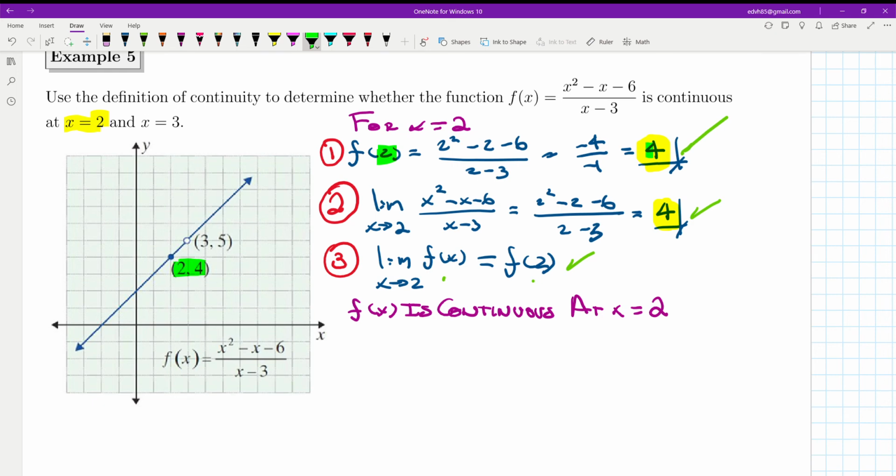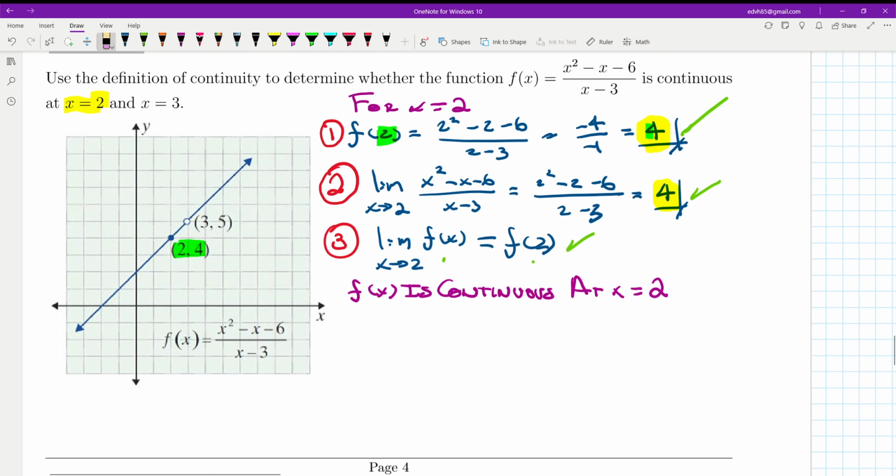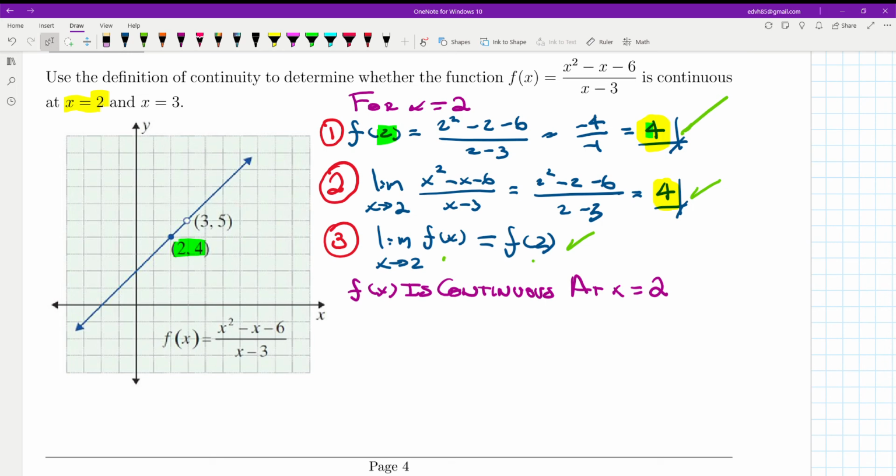Now, looking at the limit from the right and from the left, the limit from the left is the same as coming from the right. It's the same y value. All right. Now let's find out whether the function is continuous at x equals 3.